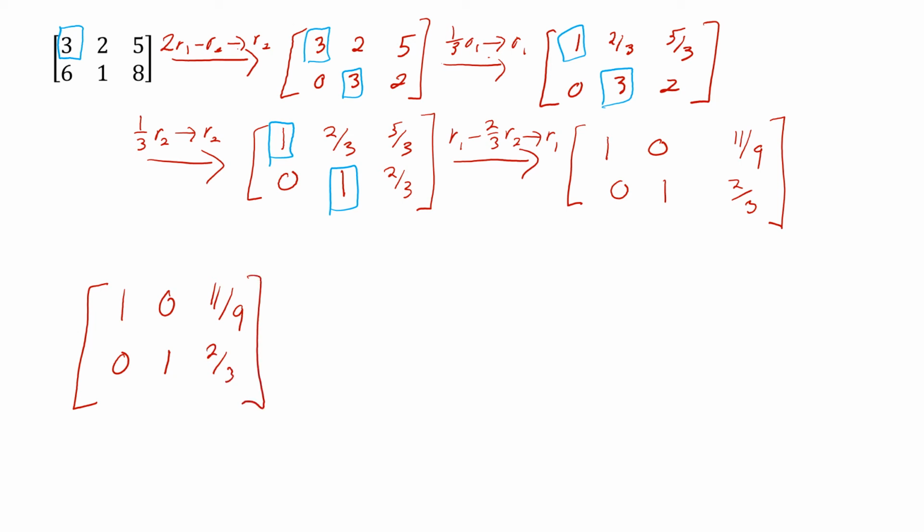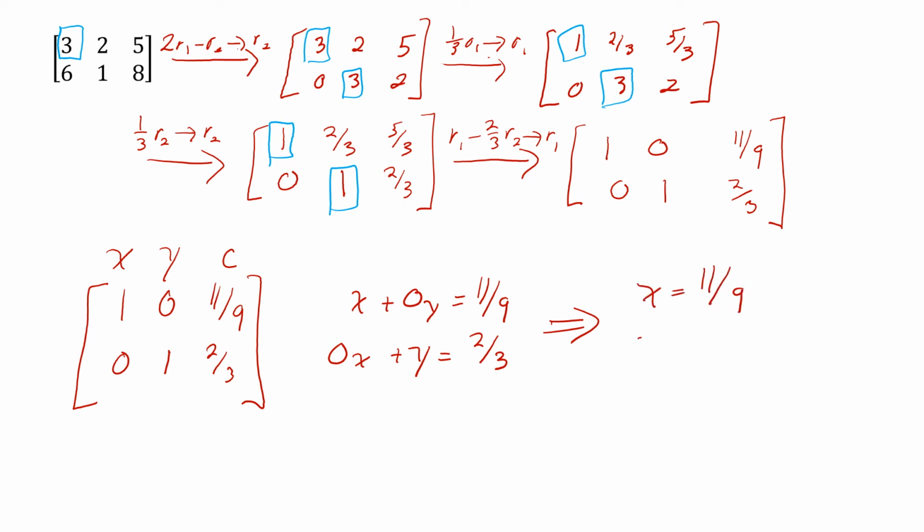And remember what this matrix represented. The first column were the x's, the second column was the y's, the third column was the constants. So we can take this matrix now and turn it back into the equations. What do we get? We get x plus 0y equals 11 over 9. We get 0x plus y equals 2 over 3. What does that mean? Well, now it's pretty easy to read the solution. X equals 11 over 9 and y equals 2 over 3.